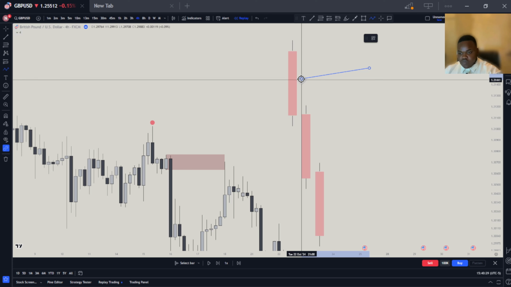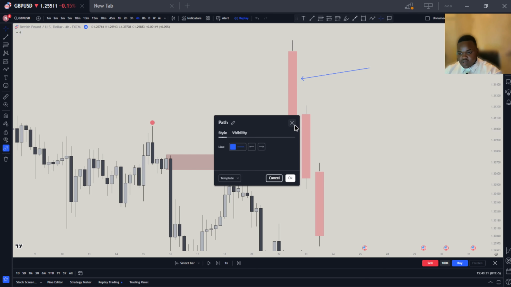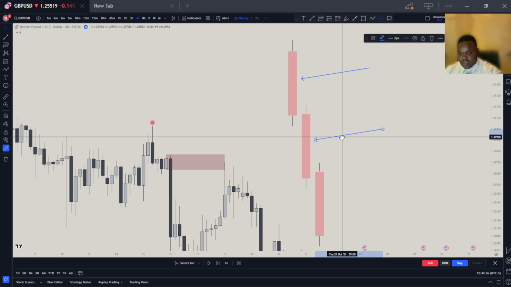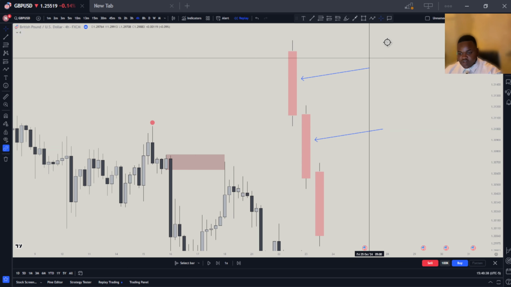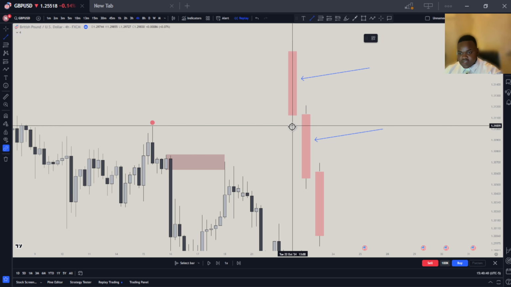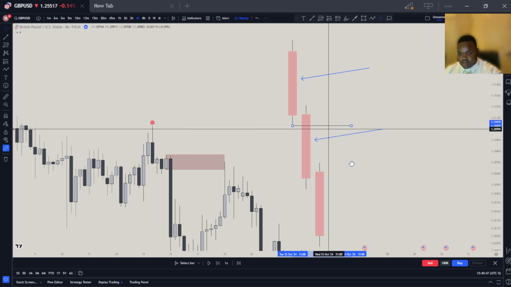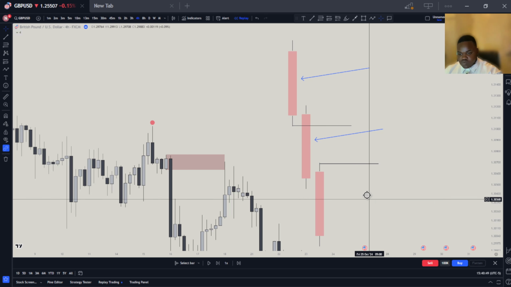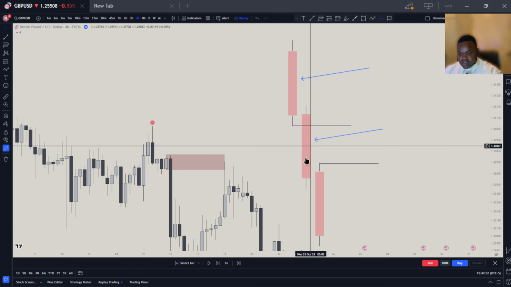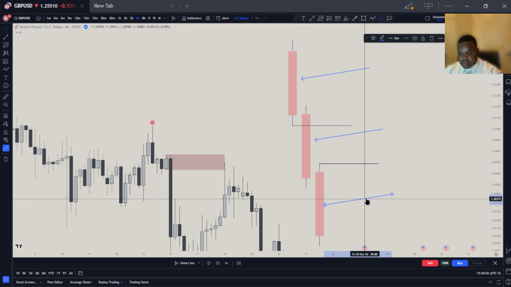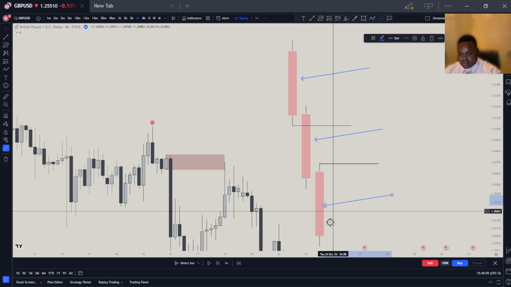a space in the candle without the wick filling it. That is, this candle one right here, and candle two right here. There is a space there. This is what we call an imbalance. And this candle right here, there is a space here. This is what we call an imbalance.